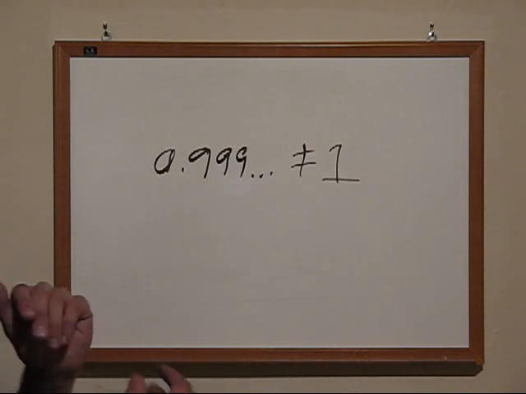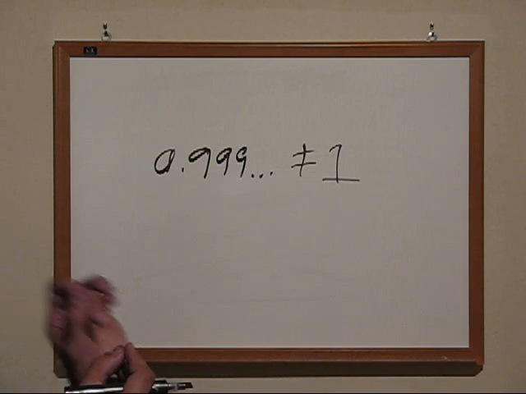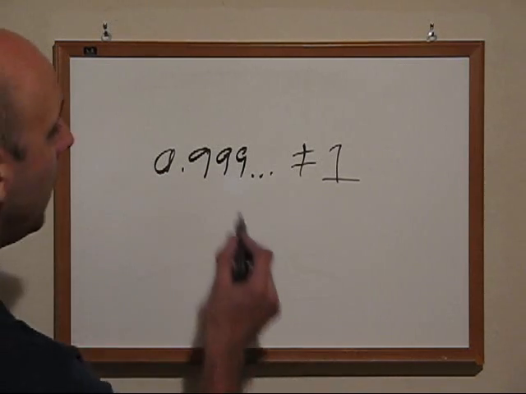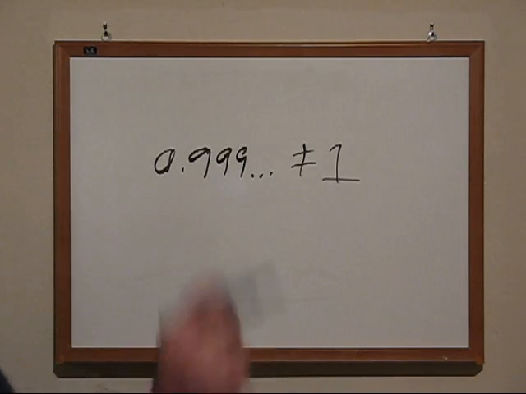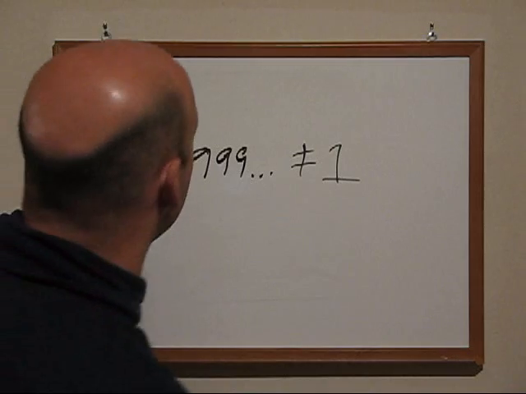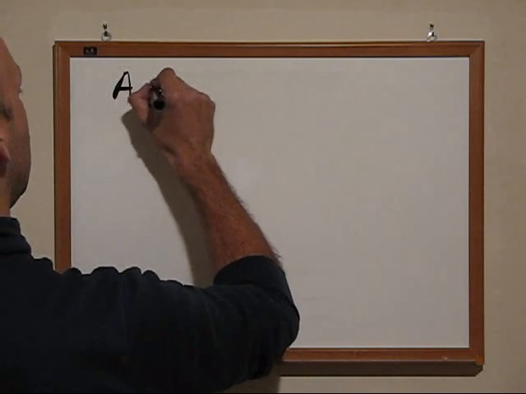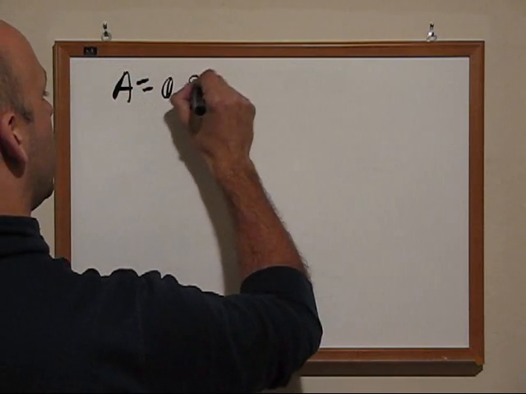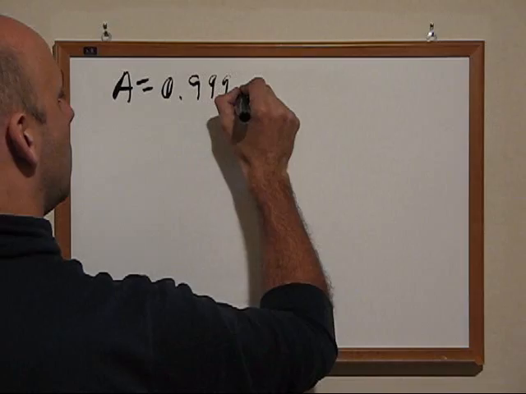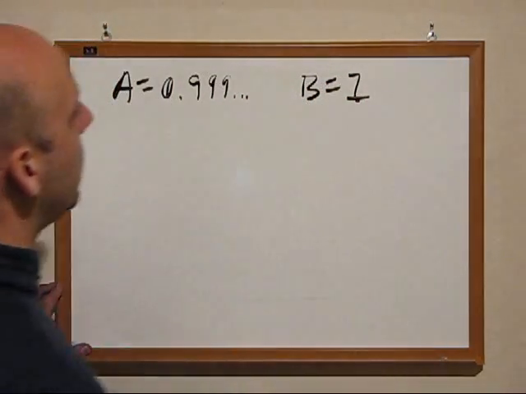In fact, there'll be an infinite amount of numbers between them, but there'll be at least one number between them. So if these two are not equal, then there must be a number that falls between them. So we're going to find the halfway point between them. We'll let A equal 0.999 repeating, and B equal 1.